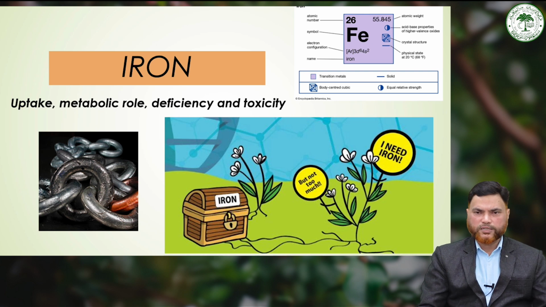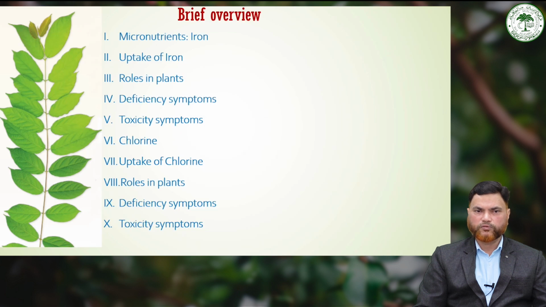The first micronutrient in this category is iron. So, iron is the second most abundant metal in the earth crust after aluminum. Iron also serves as an essential micronutrient with numerous cellular functions, and of course, its deficiency is going to represent one of the most serious problems in plants. So, just a quick overview of today's lecture, what we are going to study regarding iron and other micronutrients.